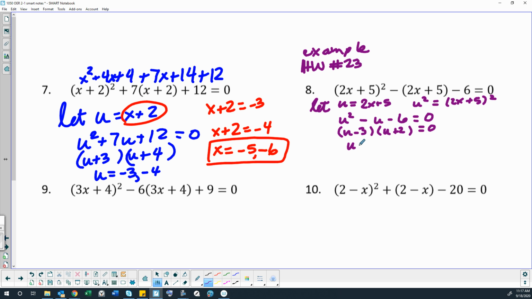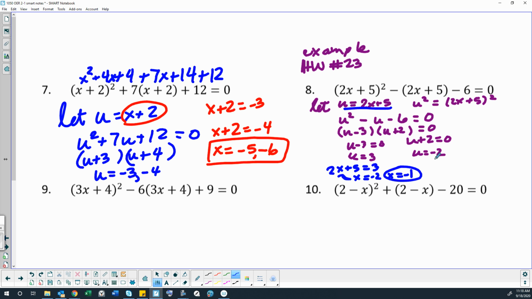So once we have those factors, we know that u minus 3 equals 0, so u equals 3. And then u plus 2 equals 0, so u equals negative 2. We're not done until we find the actual answer for x. So at this point, we go back to our substitution, and we put that back in place of u. So 2x plus 5 equals 3, because u equals 3. I'm going to go ahead and subtract the 5, so 2x would equal negative 2, and then that means x equals negative 1.